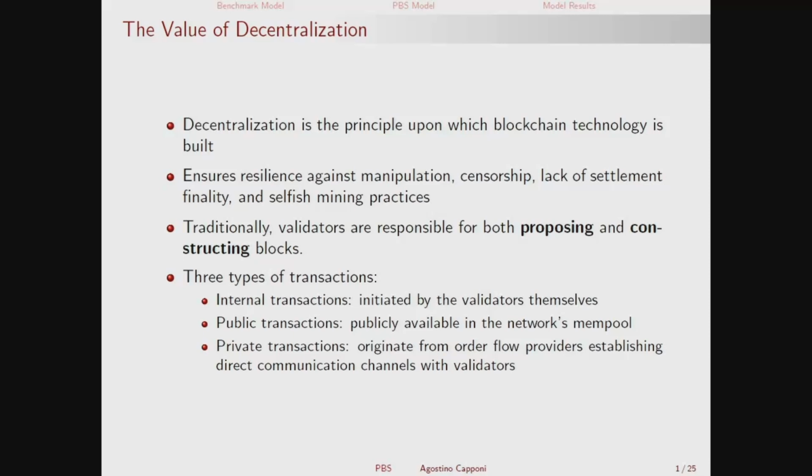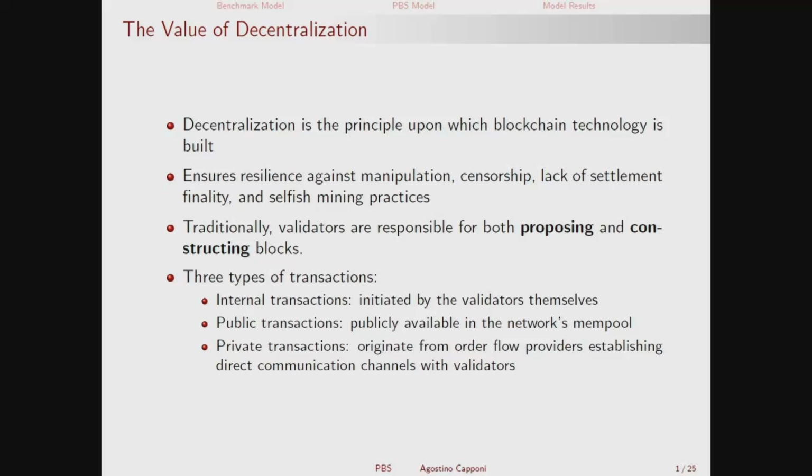So the basic idea is decentralization. That's the principle upon which blockchain has been built, and the main idea is to ensure resiliency against manipulation, attacks, selfish mining practices, and so on. Traditionally, the role of proposing and constructing blocks on the chain has been delegated to validators.